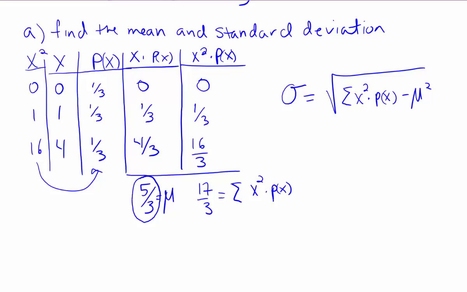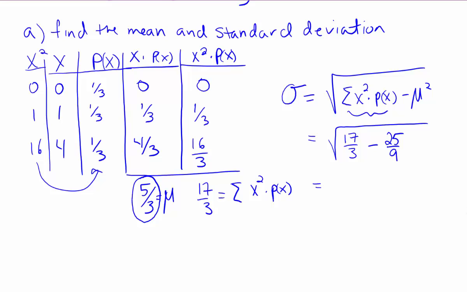Now, this quantity is nothing more than 17/3. We just discovered that. So that will be 17/3 minus the mean squared. We said the mean was 5/3. If you square 5/3, you square the top and the bottom, so you end up with 25/9.